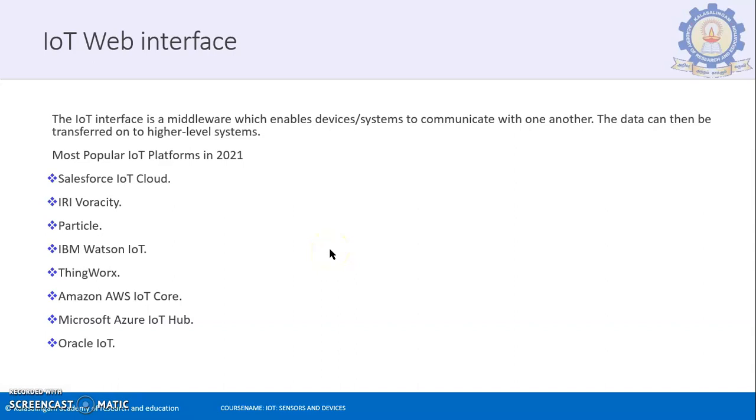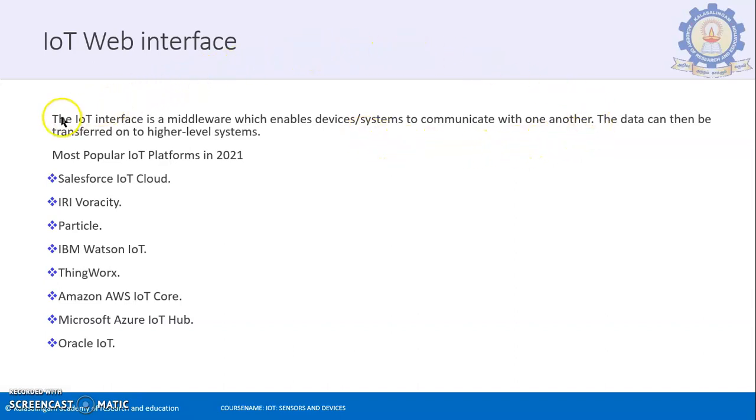Hi everyone, in our fourth unit, we are going to be continuing with the next video in which we are going to be looking at the IoT web interface. Okay, so till now we saw the applications of IoT. Now we're looking into the IoT interface, the web interface. So an interface is a middleware which enables devices or systems to communicate with one another.